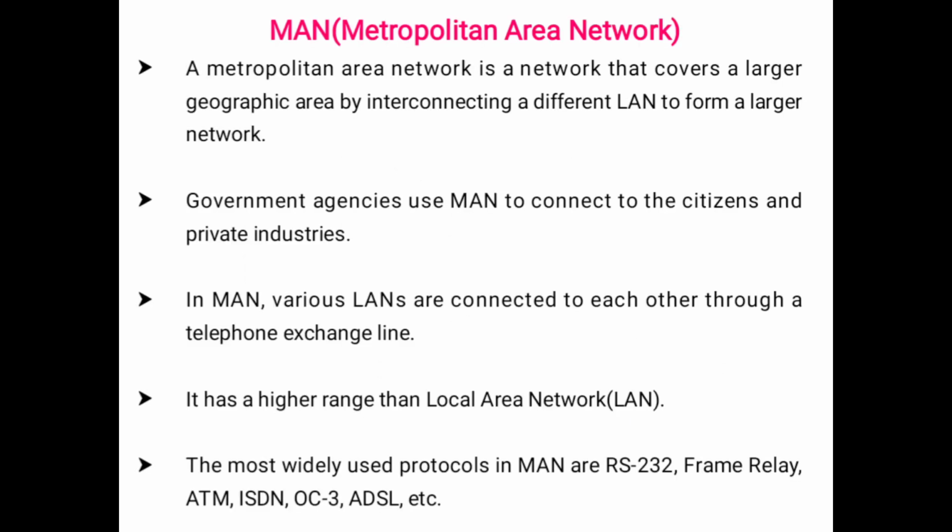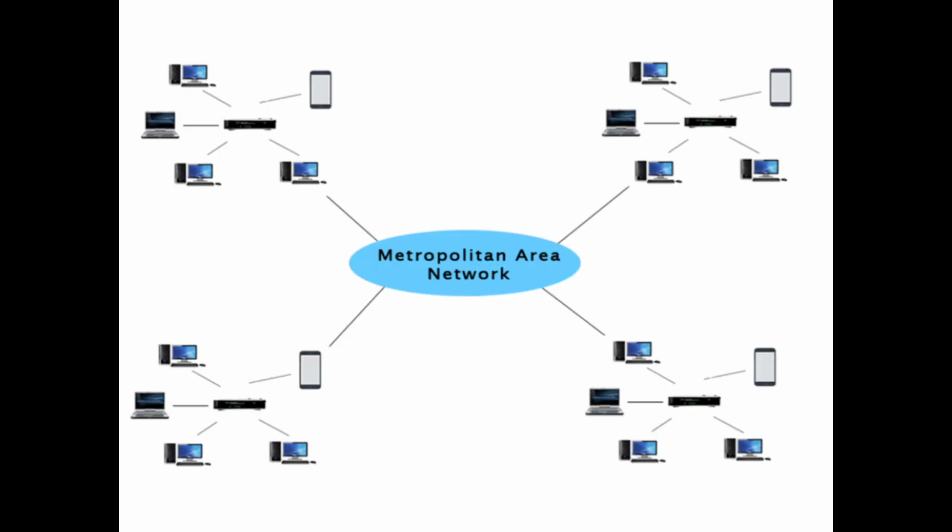And the next one, MAN, metropolitan area network, is a network that covers a large geographical area by interconnecting different LANs to form a larger network. Government agencies use MAN to connect to the citizens and private industries. In MAN, various LANs are connected to each other through telephone exchange lines. It has a higher range than a LAN. The most widely used protocols in a MAN are RS-232, frame relay, etc. So this picture is an example of a MAN network.